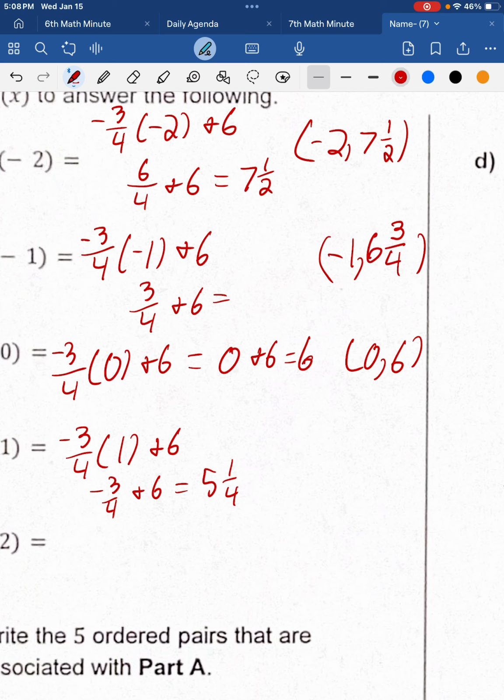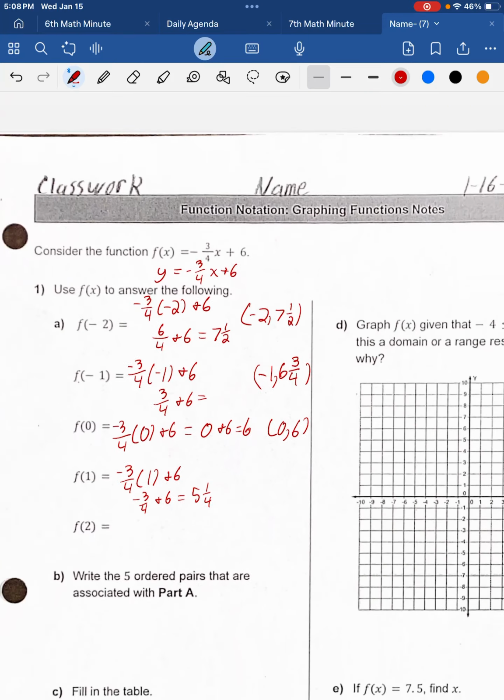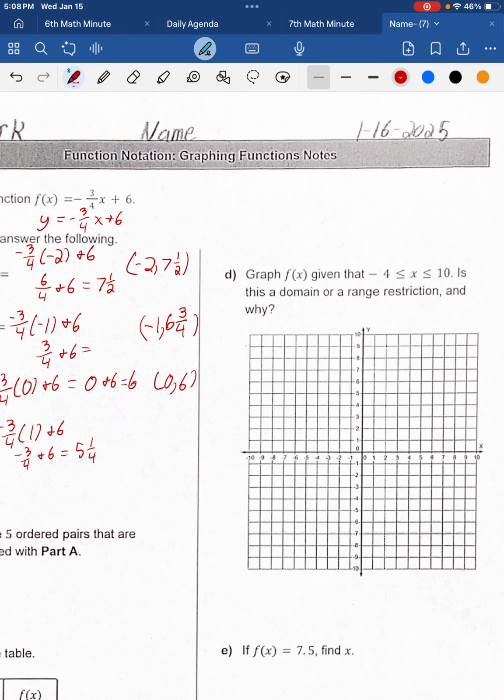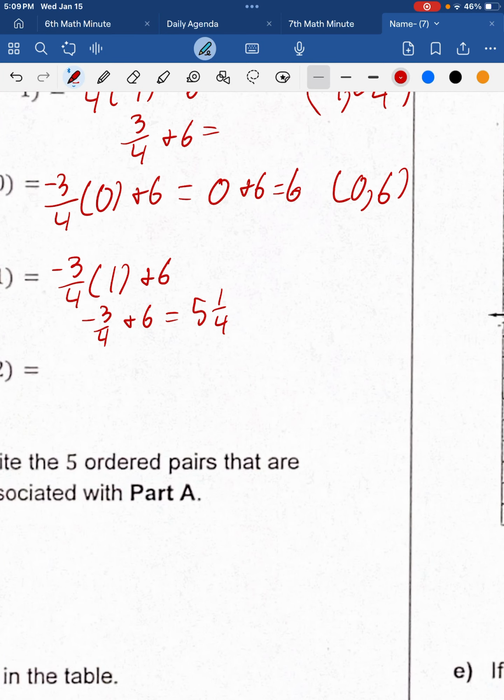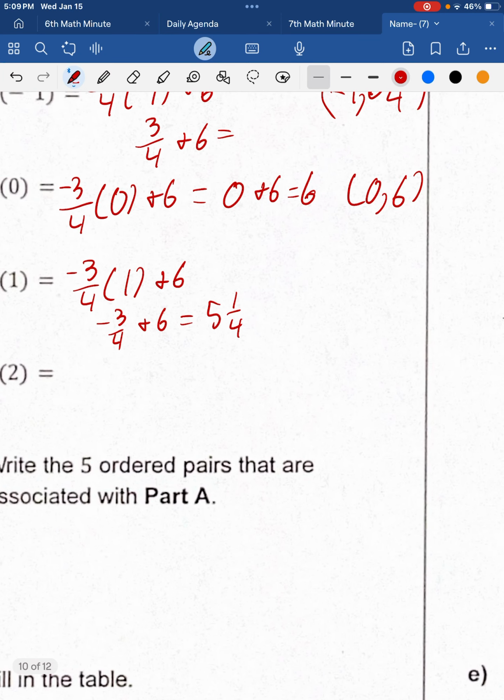Now we're going to see later on, when we're supposed to graph it in letter D, that if I would have kept that answer, it wouldn't have made sense, and I could have seen that I did something wrong, and I could have gone back and checked my work then. So this ordered pair is going to be 1, 5 1/4.